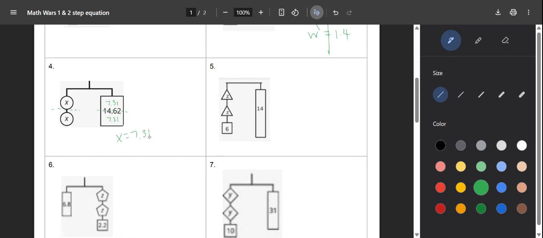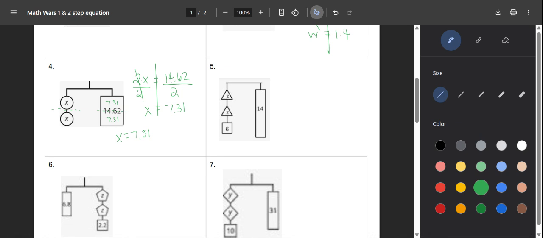In terms of a one-step equation, this would look like 2x equals 14.62. Draw our line through our equal sign. We know that 2 and x next to each other means multiplication. So to undo multiplying, we would divide, because those will cancel out and make 1. Whatever we do to one side, we do to the other side. And x is equal to 7.31.